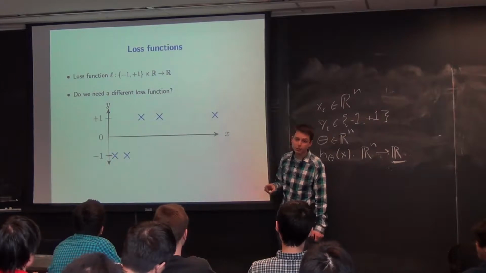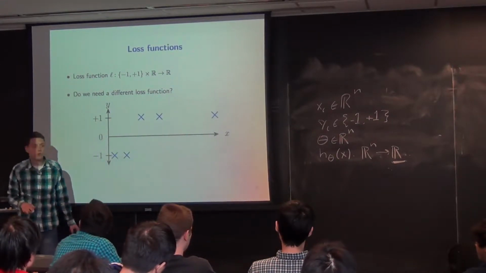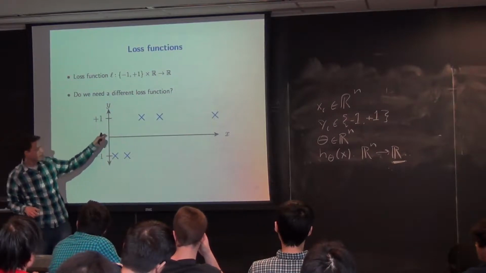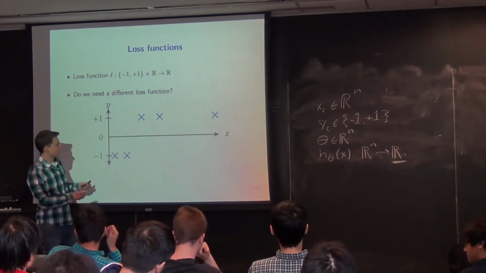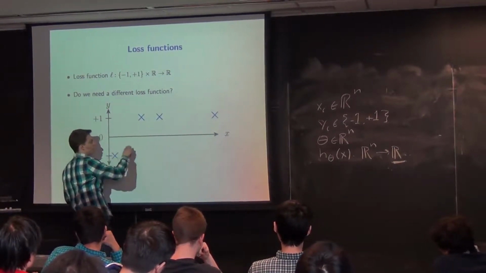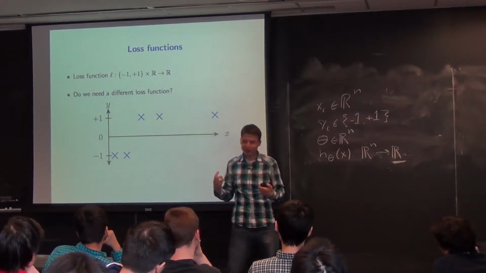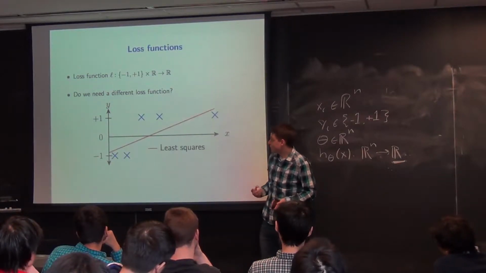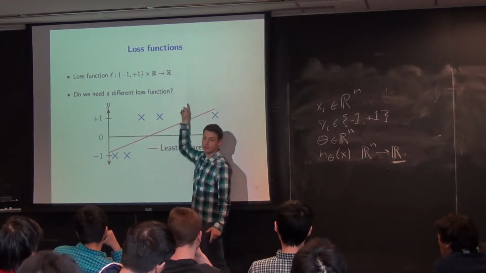This is one example. Here I'm showing a plot of a classification task. The x-axis is my features again, and the y-axis now is the y value, the outputs. But instead of being real values, these are just either -1 or +1. They have to be one of these two things, right? So what least squares would look like, for example, is something like this. It would look like a line through the data.